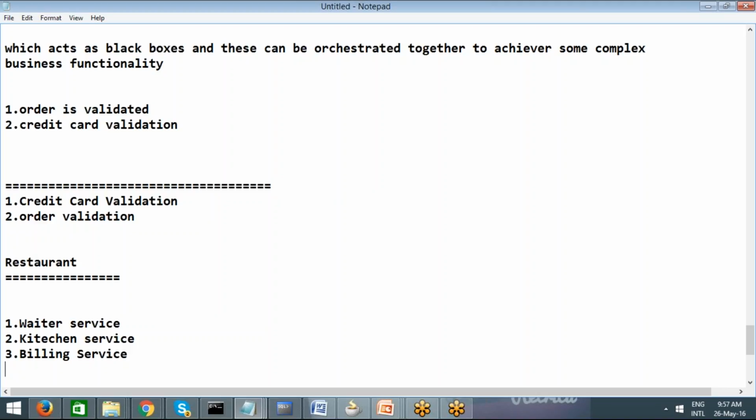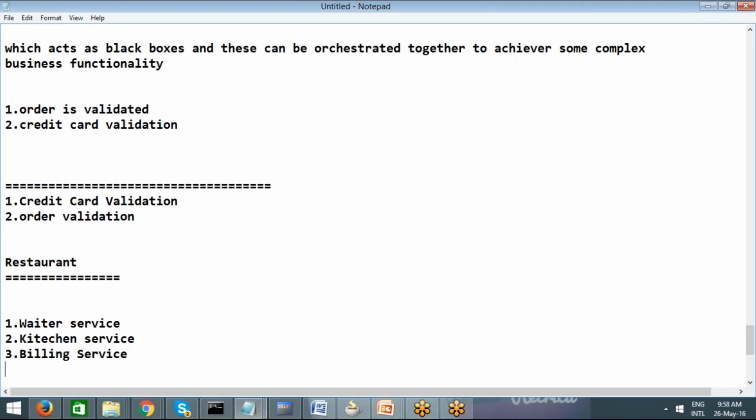Whatever may be the order, whatever may be the flow of execution, I need not change the order. I need not make any change in these services. The services are complete within themselves. These services are just saying that if you give me the kitchen service, I'll do this task. Waiter service, I'll do this task. Billing service, this task. Now it is how we design the business flow.